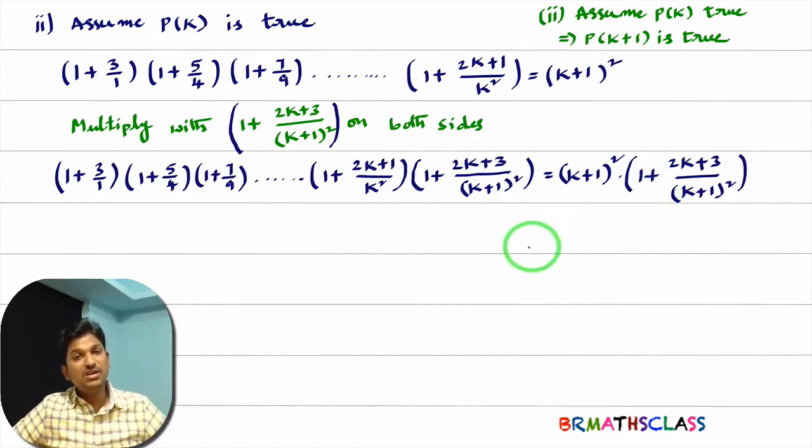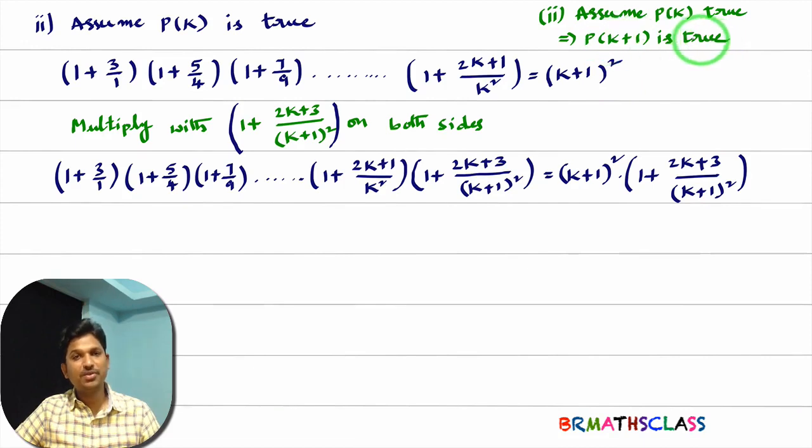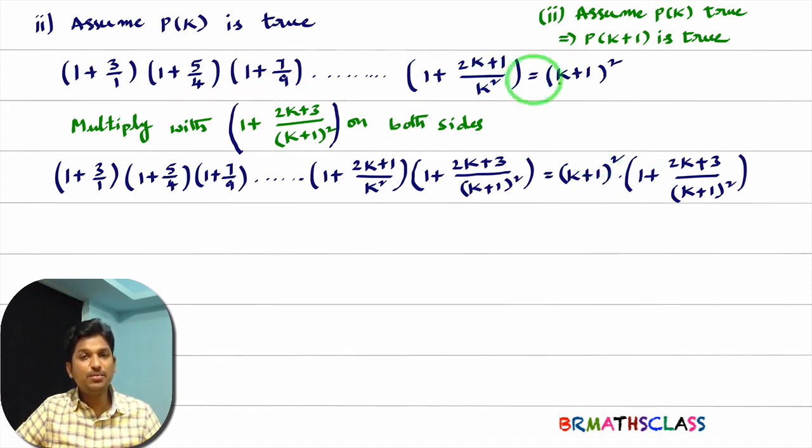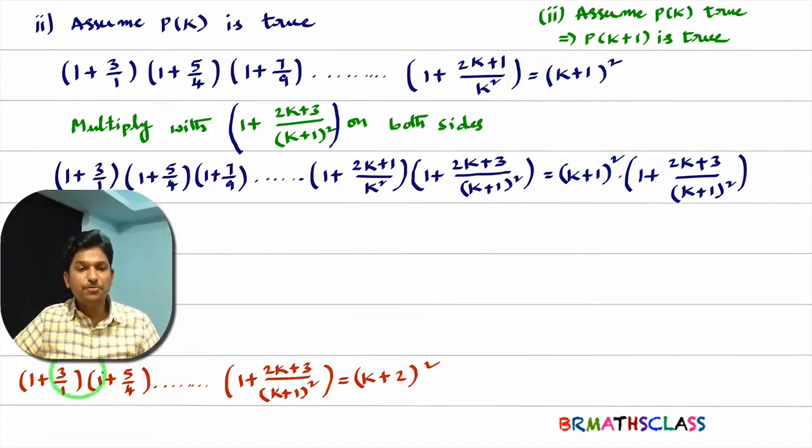Okay. What is our intention? We are trying to prove P of k plus 1 is true. What is P of k plus 1? See, this is P of k, no? In this, in place of k, if you write k plus 1, you will get P of k plus 1. It is important to keep in mind what is P of k plus 1 while solving this. So what I do, I'll write P of k plus 1 here. You observe here, this is P of k plus 1.